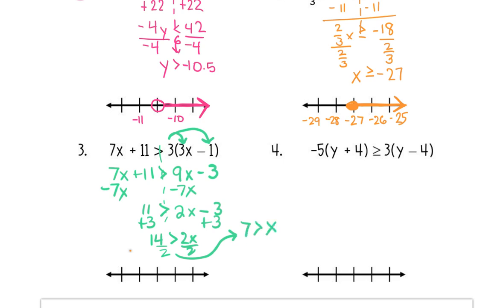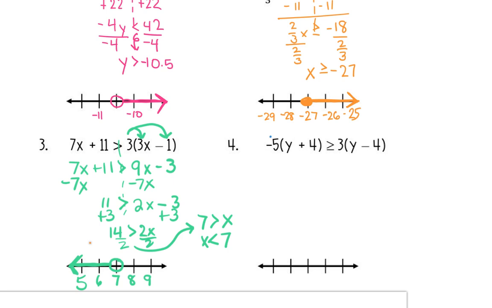I am going to rewrite this just so that x is on the left-hand side. I have x is less than 7. So for my graph, it's going to be an open circle, and I'm going to shade to the left-hand side.